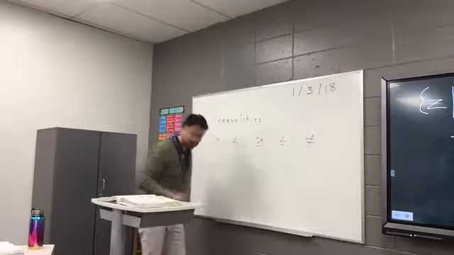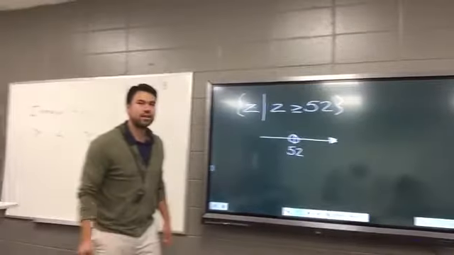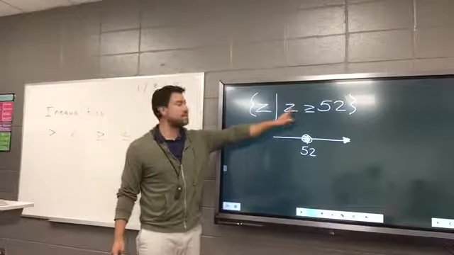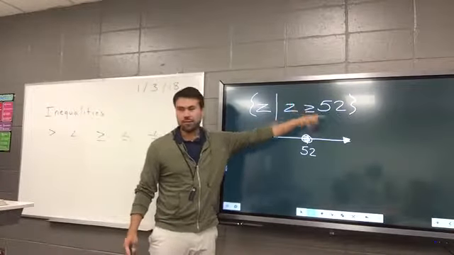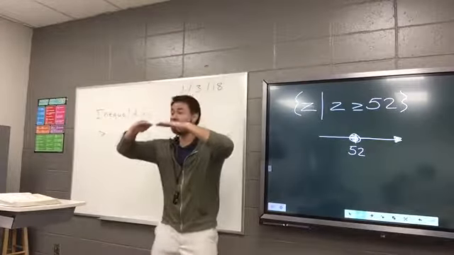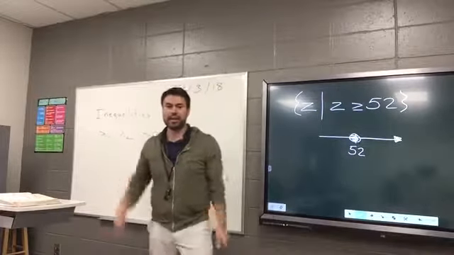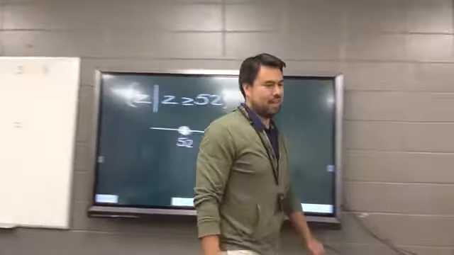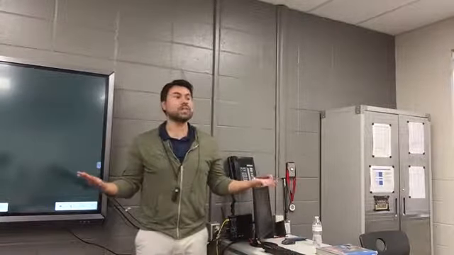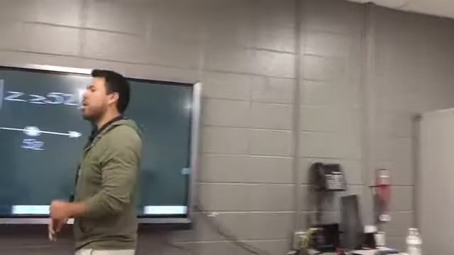So let me give you one real quick. Let's change this one real quick. Okay, I could translate this: Z is at least 52. What does that mean? That it could be any number that is 52 or up. Like, have you ever been to a ride at an amusement park that says at least 52 inches? So what does that mean? 52 or above.